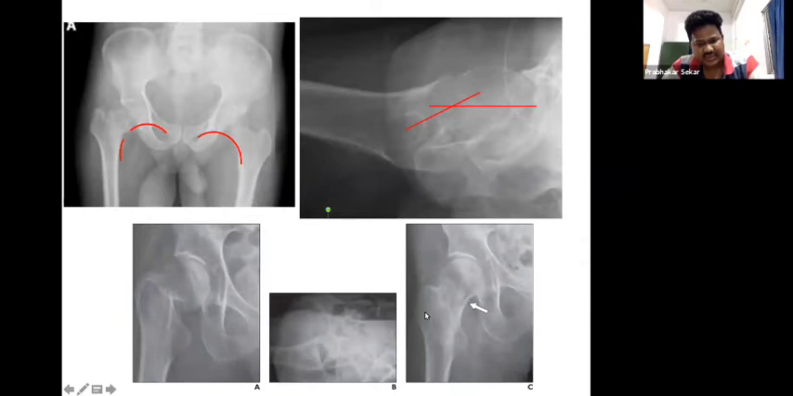This is the importance of the traction and rotation view. By this view, you can assess the availability of the proximal fragment, how far the length of the proximal fragment is from the fovea to the base. So based on that, we can treat the patient accordingly.